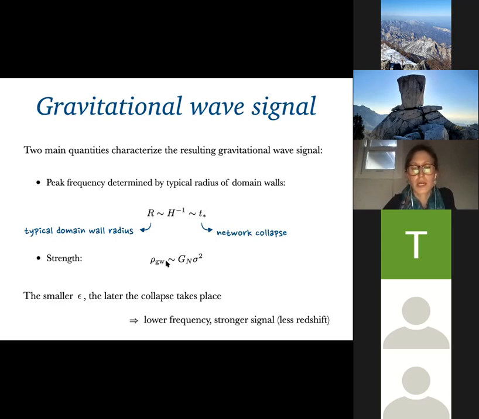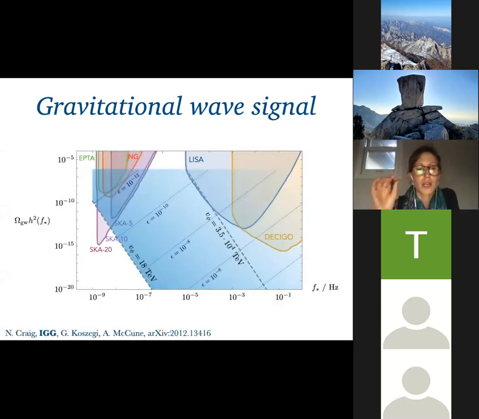So there is the mandatory power of Newton's constant, of course, and then two powers of the domain wall tension to make up for dimensions. So the smaller epsilon, the smaller the breaking of parity due to higher dimensional operators, the later the collapse of the network takes place, and therefore the lower this frequency will be. But also because there is less redshift between the time of collapse and today, the stronger the signal we will get. So this is what I'm showing here in this plot.